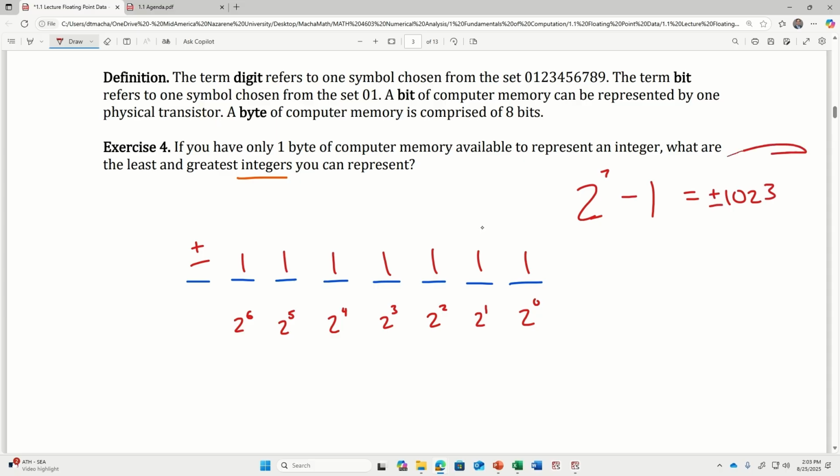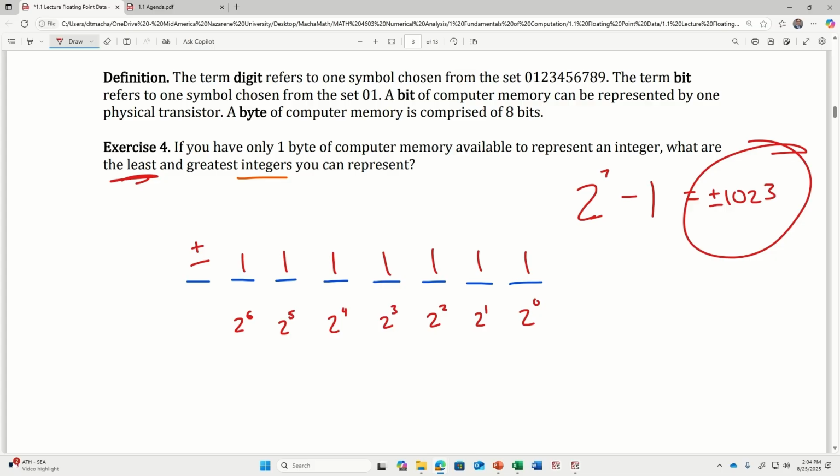And so whenever I think about the plus or minus sign, there you go. So the least integer I can represent is negative 1,023. The greatest integer I can represent is positive 1,023. Hold on. Did I count wrong? You guys got to correct me if I make mistakes.